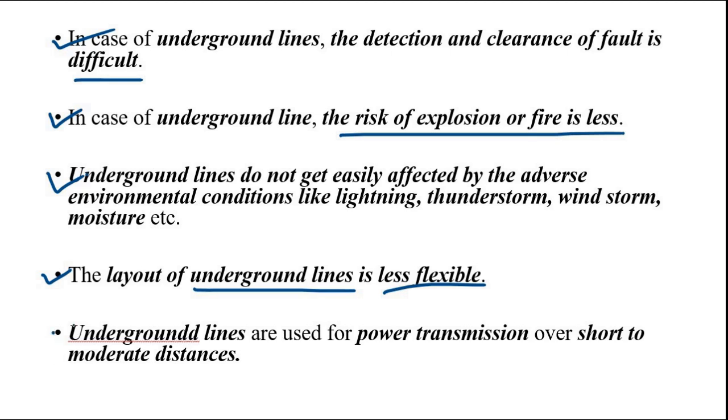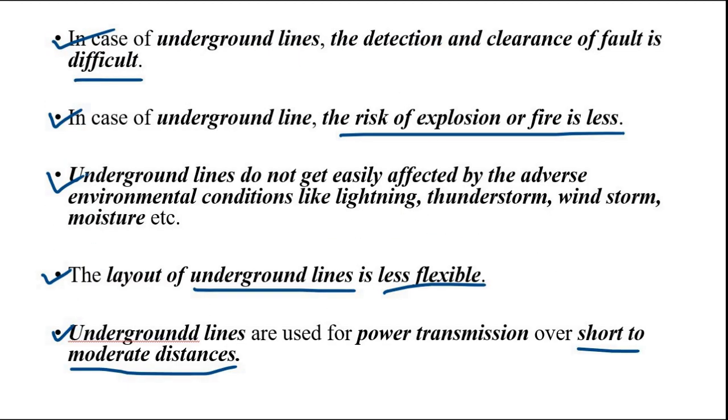As overhead lines are used for power transmission and distribution over large distances, underground lines are used for power transmission and distribution over short to moderate distances, because of various technical difficulties and also because of economic considerations, since the initial cost is very expensive. So these are some of the properties of underground systems.